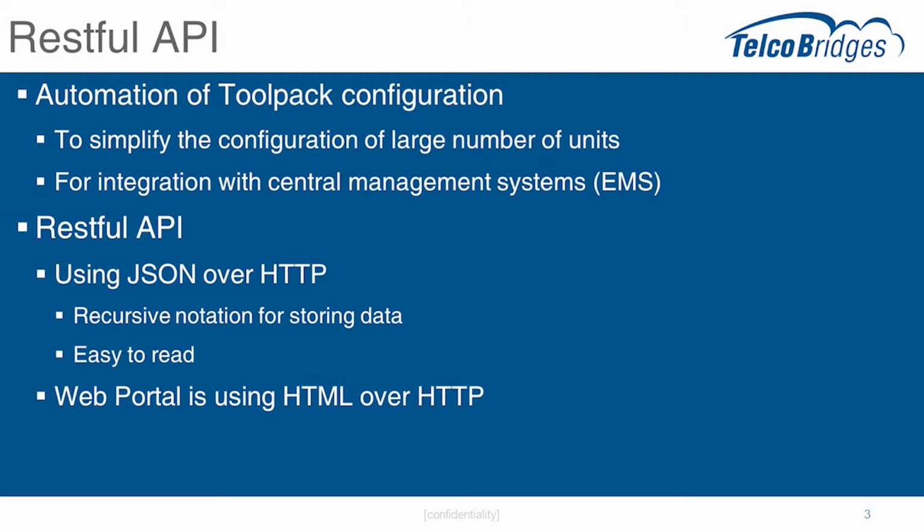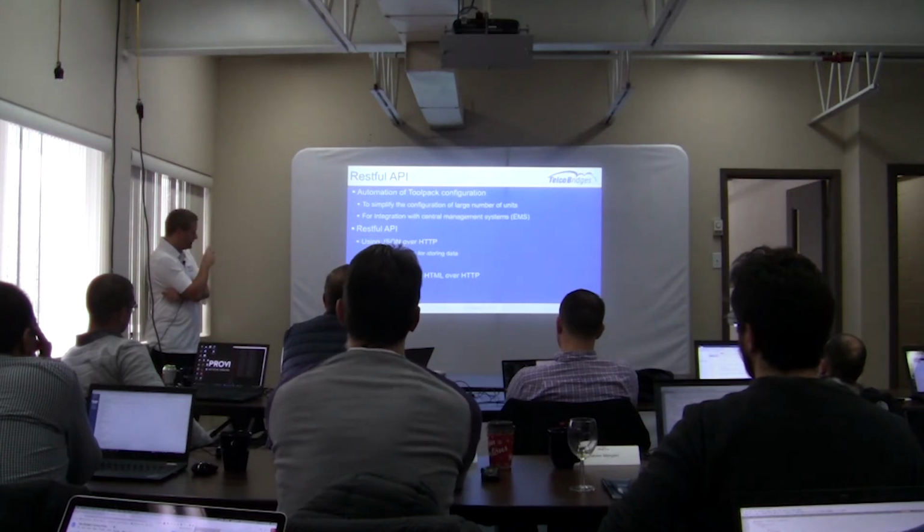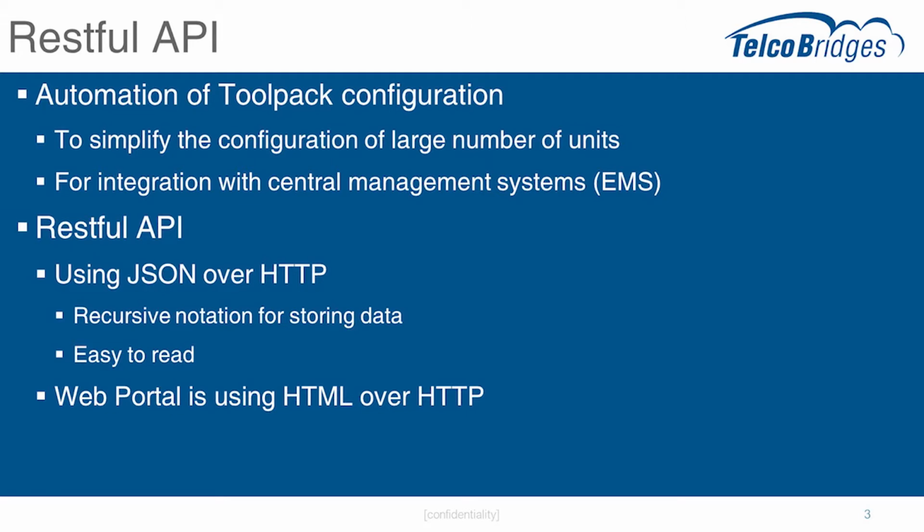So our RESTful API is using JSON over HTTP. The reason we chose JSON is because it's a recursive notation, which is exactly how it's done in our database. Everything is recursive, and it's fairly easy to read. It's readable. It's not a binary file. It's really a text file.